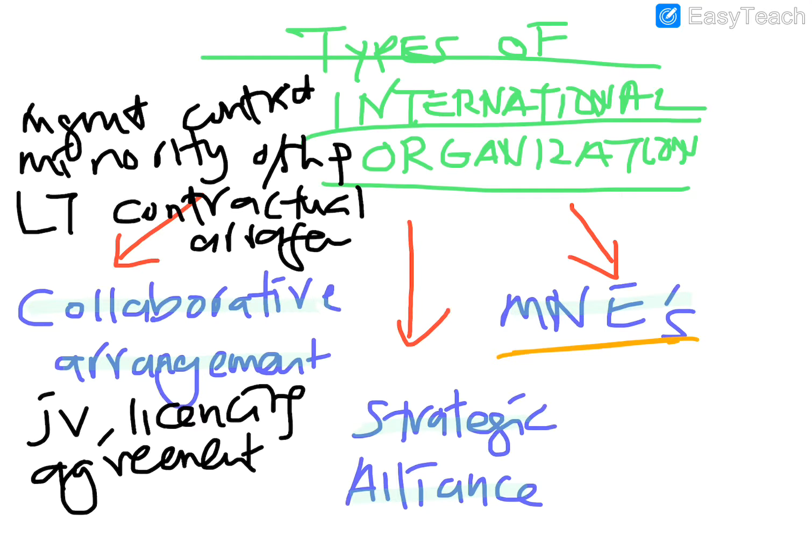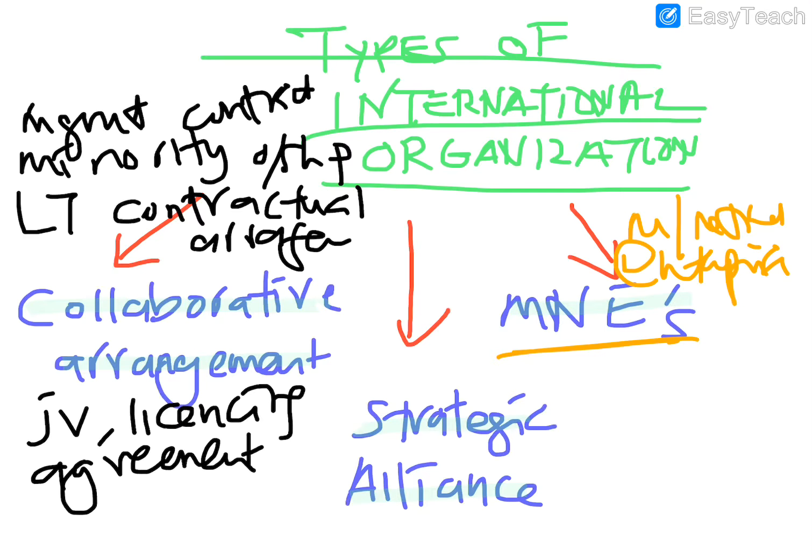Then we have MNEs, multinational enterprise. A multinational enterprise takes a global approach to market and also production, or has operations in more than one country. If your business has production in more than one country, you are under MNEs. In other words, a multinational enterprise has facilities or assets in at least one country other than the home country. It means your company is an MNE if you have a company in Malaysia and another company in another country.